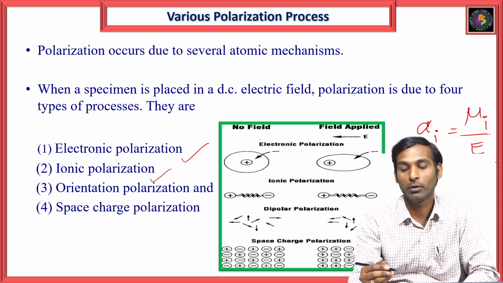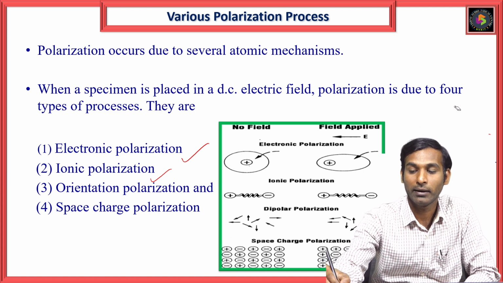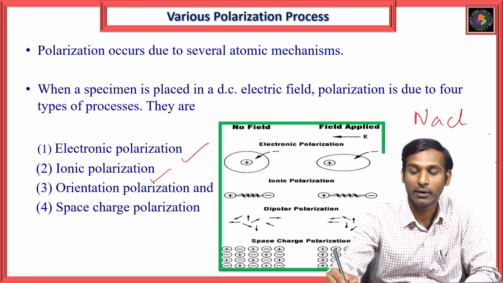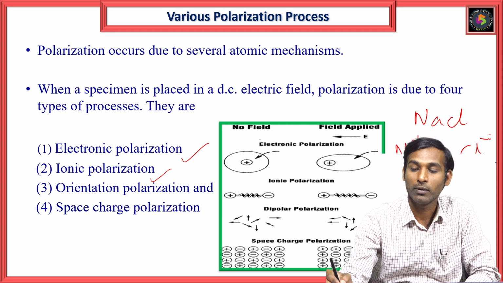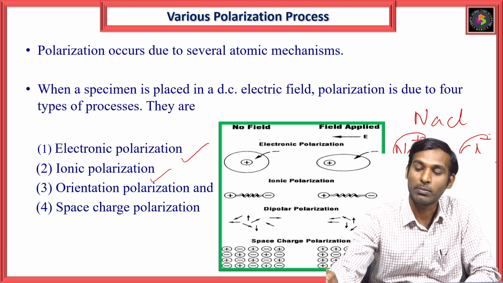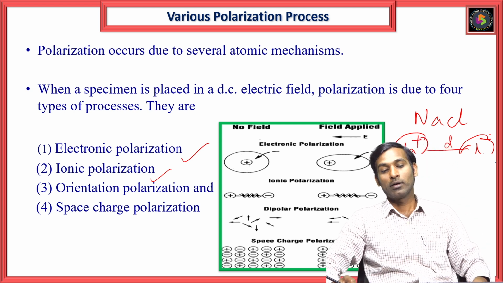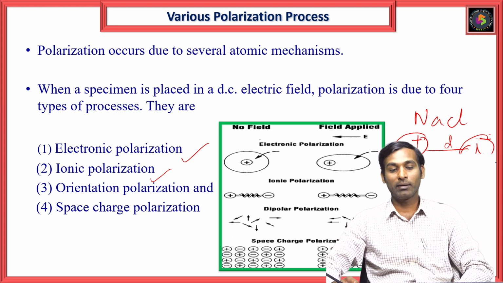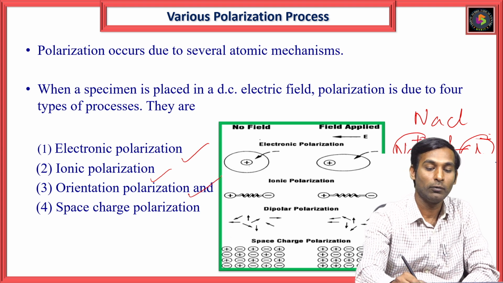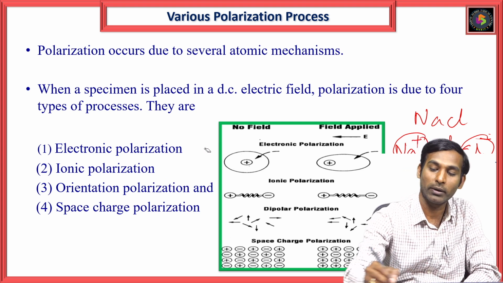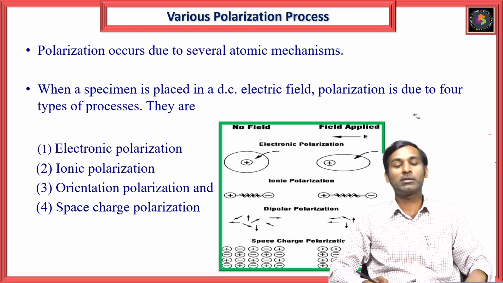The best example for ionic polarization is NaCl. We are taking NaCl, with one positive charge and one negative charge. One positive charge and one negative charge separated by some distance d give the dipole moment. In a similar way, we have to find out what orientation polarization is. Orientation polarization is also an important aspect for dielectric material. The last one is space charge polarization.